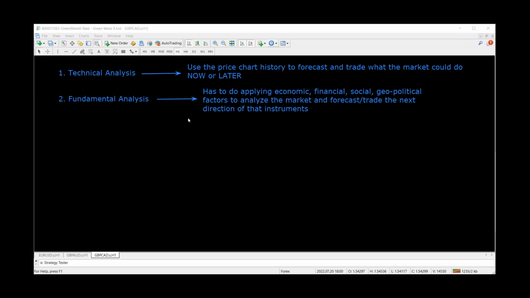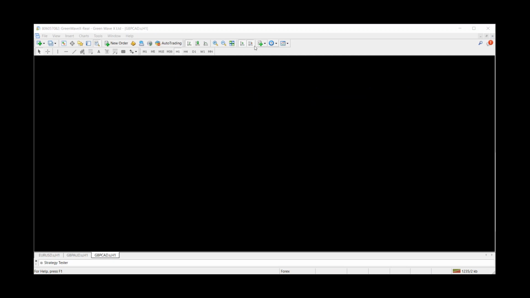All right, so let's now look at what we call technical analysis. I'm going to look at some fundamental things that we need to know about technical analysis. So the first thing we're going to learn here is what we call trend analysis. Let's look at trend analysis.